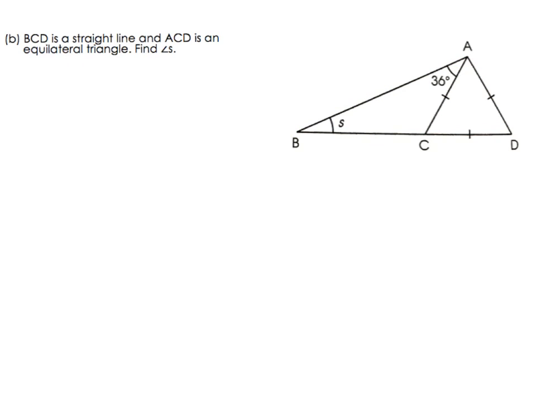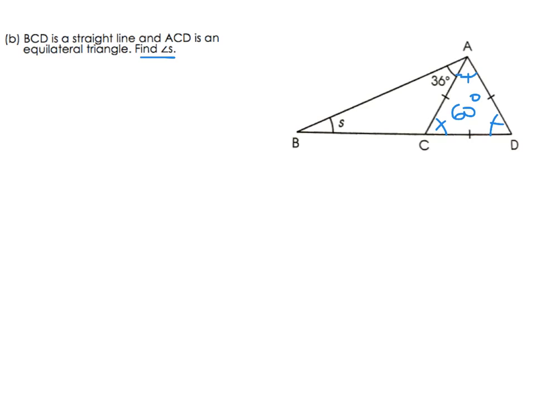First things first, we may have to identify the other angles. It's very useful to do that so that we can eventually solve for what you're looking for, which is angle S. An equilateral triangle has equal angles, so this is equal to here, here, and here, and they're all equal to 60 degrees. They add up to 180 degrees.